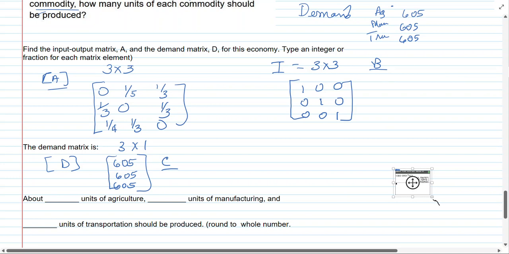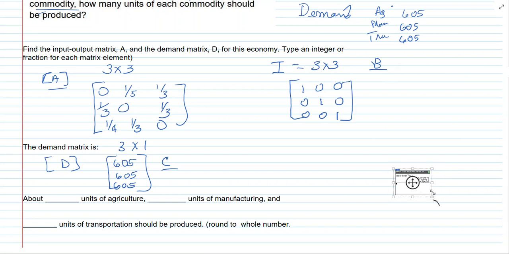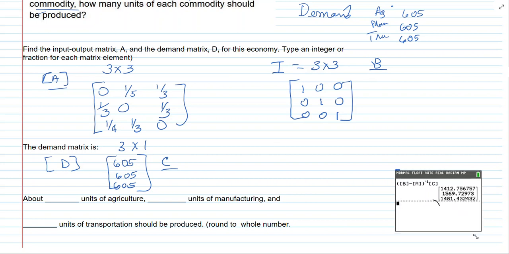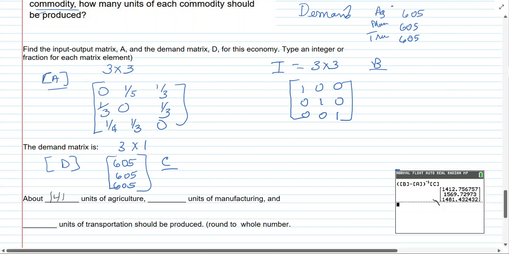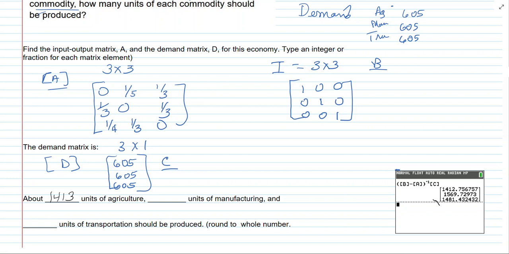So we're going to round, of course, about an agriculture's column, row 1, which is 1413 units of agriculture. The next row, row 2 is 1567. Let's say 70. And the last one is transportation, which is 1481. There you have it. Done.